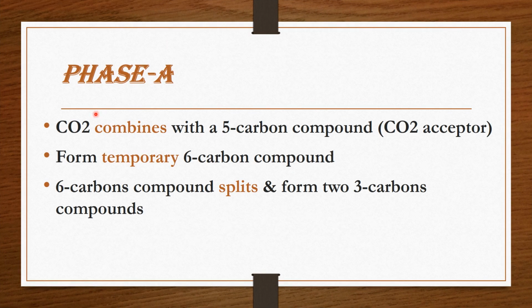Phase 1: what occurs in phase 1? In phase 1, carbon dioxide combines with the five carbon compound, the CO2 acceptor, and forms a temporary six carbon compound. The six carbon compound splits and forms two three carbon compounds. You can see this on page number 136.